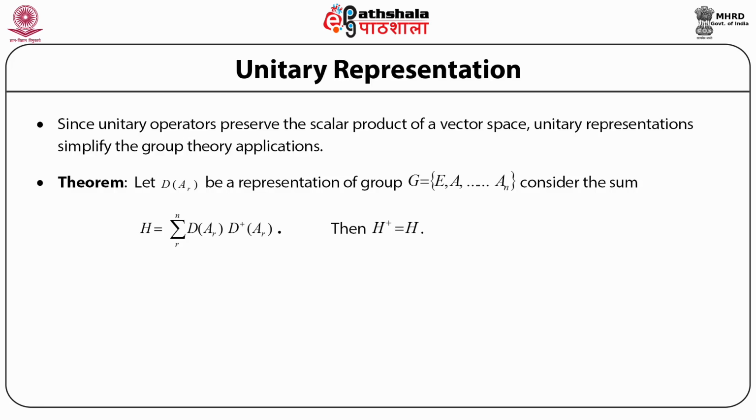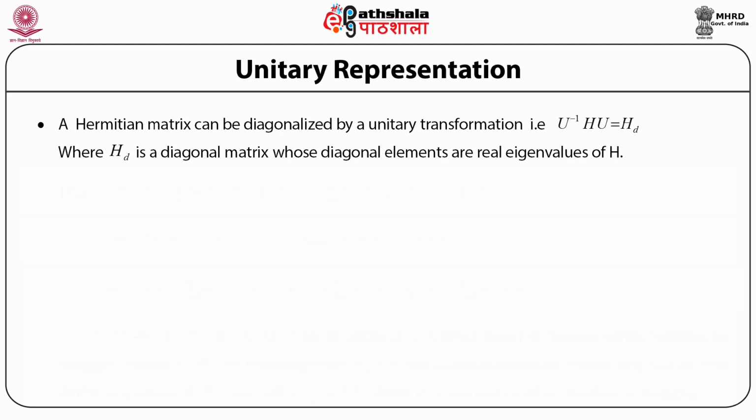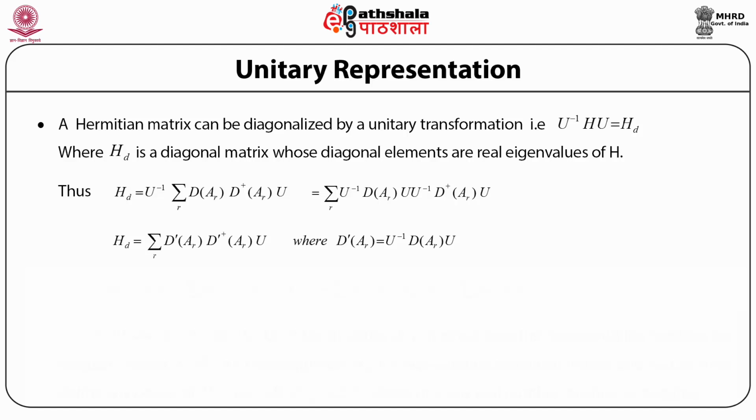Consider the sum H formed by multiplying the representation matrices: H is equal to the sum over R from 1 to N of D(AR) D dagger(AR). Defined in this way, the product is Hermitian, that is H dagger is equal to H. U inverse H U is equal to HD, where HD is a diagonal matrix whose diagonal elements are real eigenvalues of H. We thus have the diagonal matrix HD equal to U inverse sum over R of D(AR) D dagger(AR) U, which can be written as U inverse D(AR) U times U inverse D dagger U, and therefore HD written as a sum of D prime(AR) D prime dagger(AR), where D prime(AR) is obtained from D(AR) by the similarity transformation D prime(AR) equal to U inverse D(AR) U.